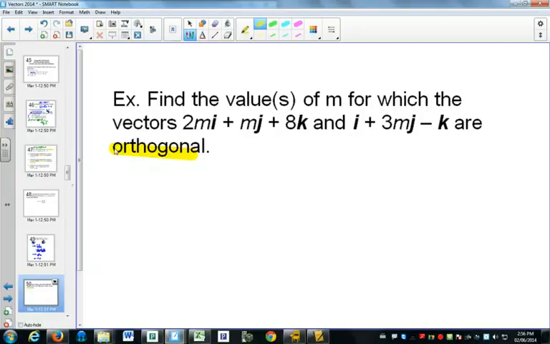Okay, so here we go. We want to find out if they're orthogonal. What do we know about this? Wow, that's still yellow. If it's orthogonal, the dot product between these two equals 0.